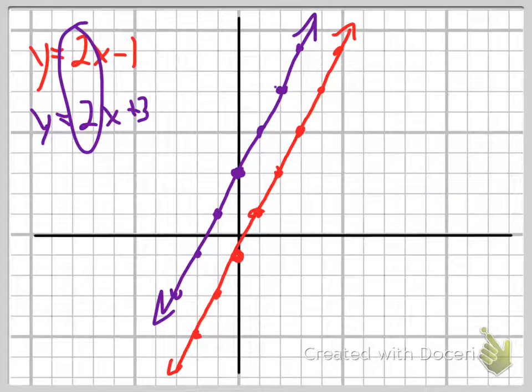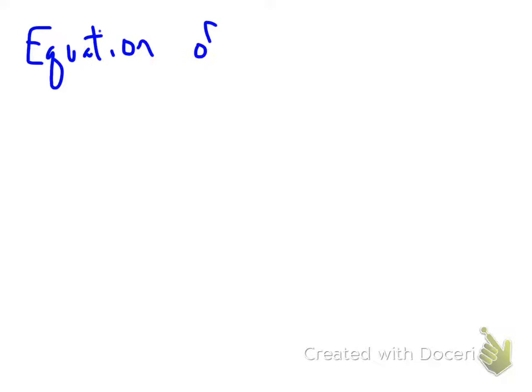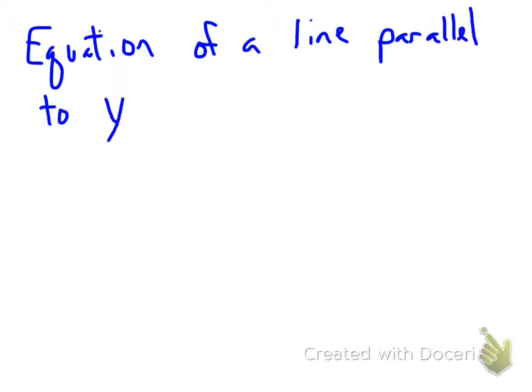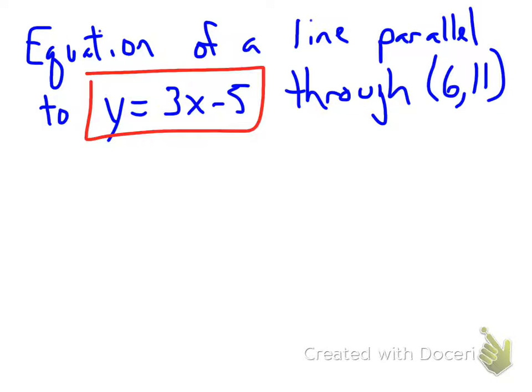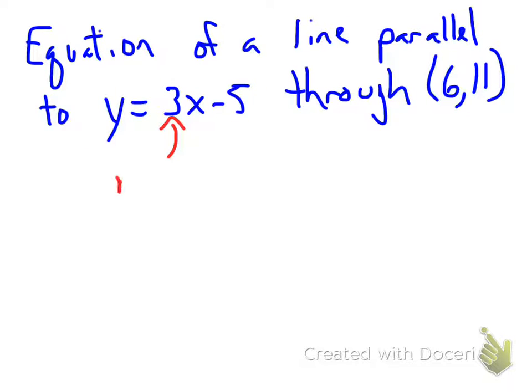So let's take a look at an example. Let's say I want to find the equation of a line that is parallel to y equals 3x minus 5, and it goes through the point (6, 11). First of all, I need to identify the slope of this given line. And slope is always the number that's multiplying your x. So the slope is 3.